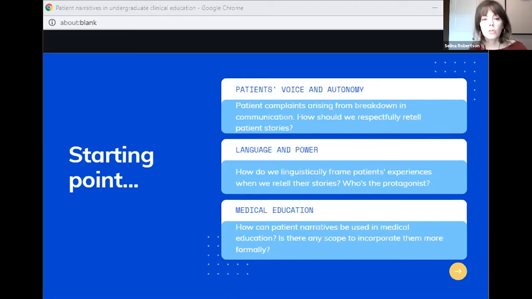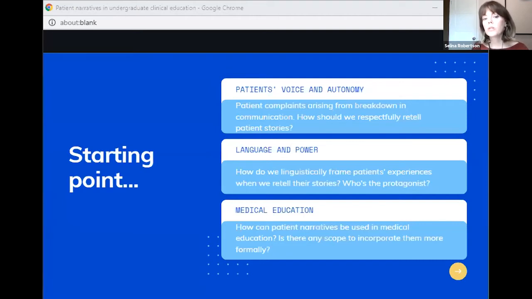Is this a potential learning opportunity? How might we use these patient stories to maybe look at this a little bit deeper? And then this led me on to the idea of language and power. So thinking about that second step that we just talked about, relating patient histories, how are we linguistically framing patients' experiences when we retell their stories?